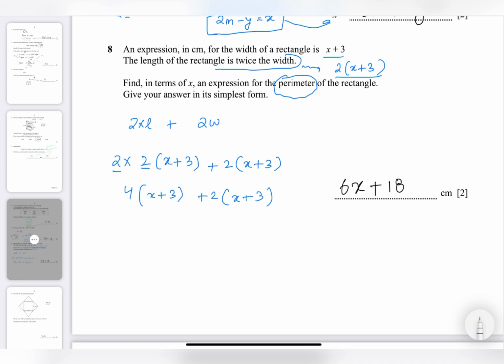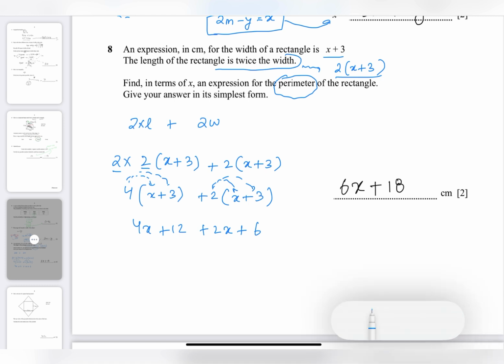Can we open the bracket now? By using the distributive property, we have to multiply it by both of the numbers. Multiply it by both of the numbers. So it will result in 4x plus 12 plus 2x plus 6. 2 times 3 is 6, right?